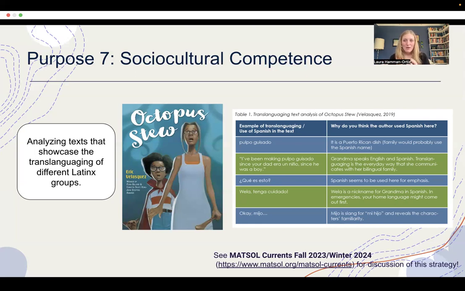And so we might say, well, that's showcasing that the grandma speaks both English and Spanish, and that translanguaging is how she communicates with her bilingual family, right? There's a place where he calls his grandmother abuela, which is a nickname for grandma, and it's in particular a Puerto Rican way of saying abuela, right, grandmother. And so you can use this as a way to talk about language and think about the strategic choices that writers make when they're including translanguaging in their texts.